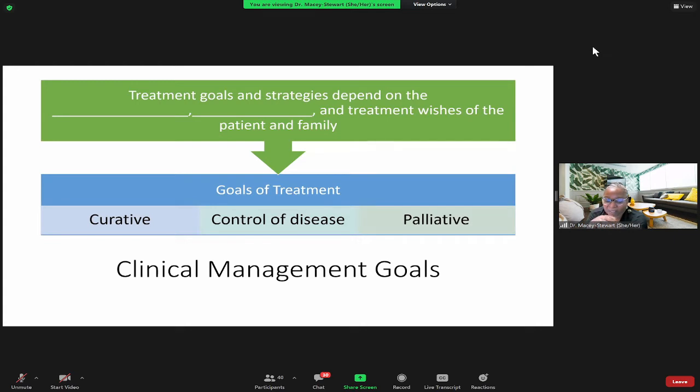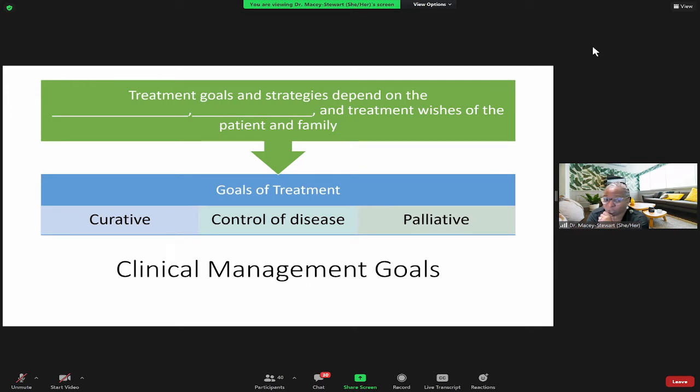So in any disease, you're always looking to find the cure, right? In oncology, when we're talking about cell regulation, a cure is possible, but not for everybody. Okay, so the treatment goals and strategies depend on the type of cancer it is and the patient's overall health at the time of the diagnosis, and the wishes of the patient and the family in terms of pursuing treatment or not pursuing treatment.